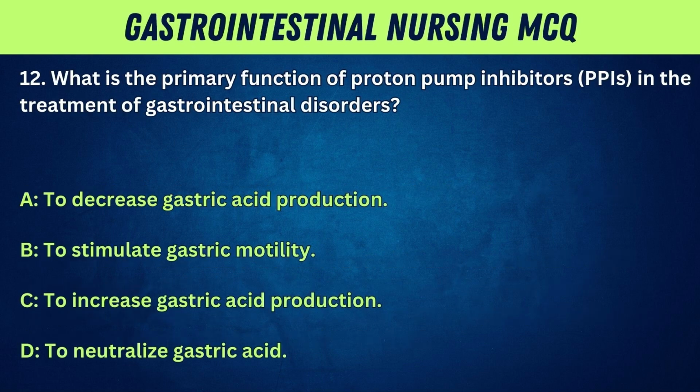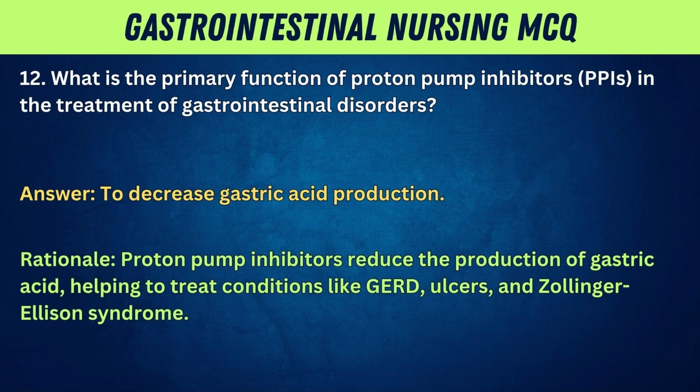12. What is the primary function of proton pump inhibitors, PPIs, in the treatment of gastrointestinal disorders? A. To decrease gastric acid production. B. To stimulate gastric motility. C. To increase gastric acid production. D. To neutralize gastric acid. Answer: to decrease gastric acid production.